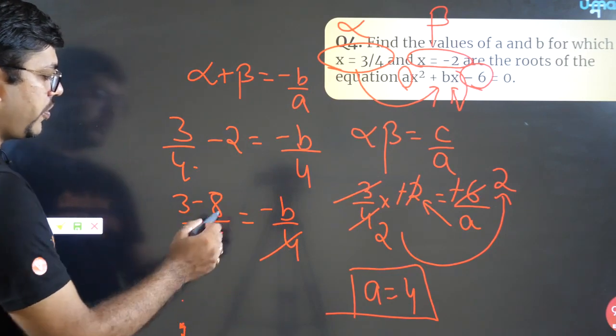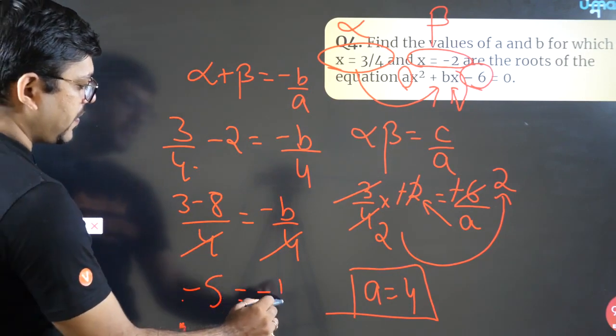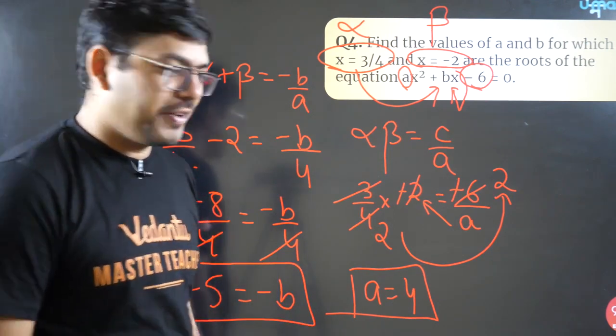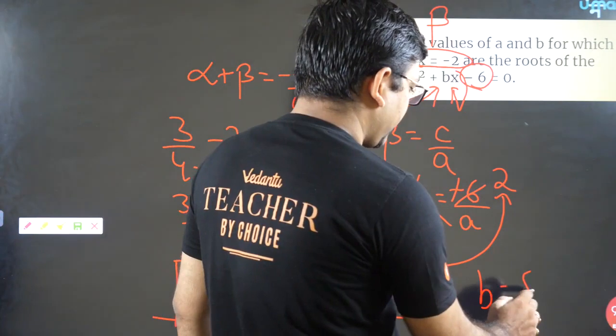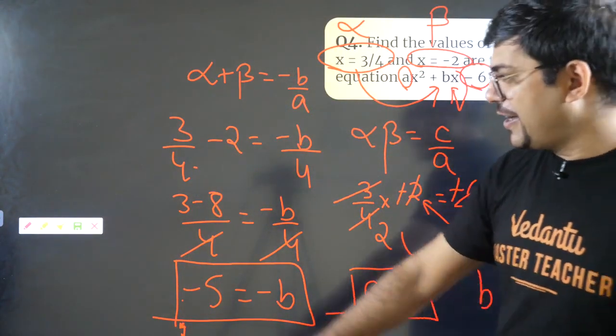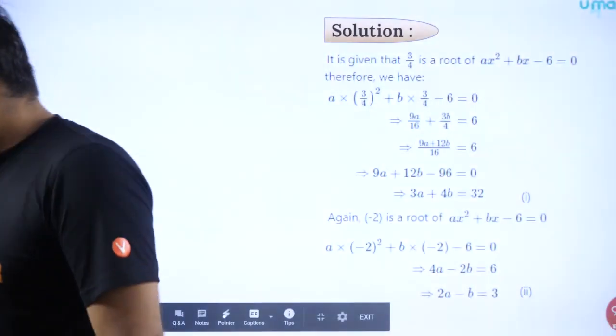4 and 4 gone. 3 minus 8 is -5. -5 is equals to minus b. You got the value b is equals to 5. B is equals to 5. Fine. I hope you all understood that, isn't it? I don't think it was tough. Let's see the solution as well.